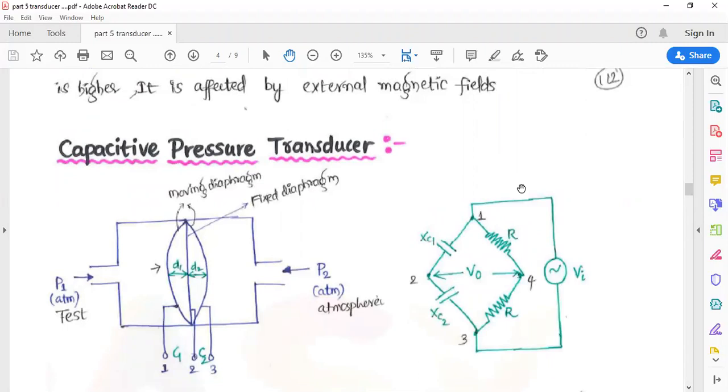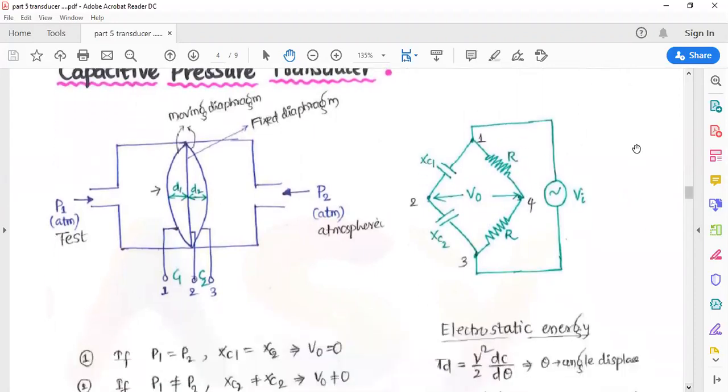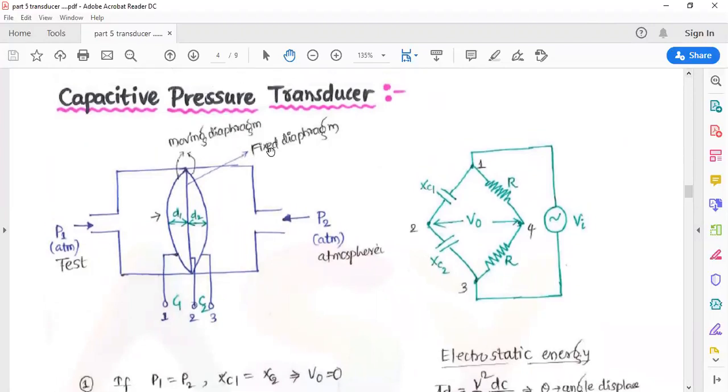In the inductive transducer, the principle was change in inductance, with the help of which we measure the pressure. In the capacitive transducer, the working principle is the same. Here the change in the capacitance value of the transducer is measured, and that is calibrated in terms of pressure. So this is the structure of the capacitive transducer.